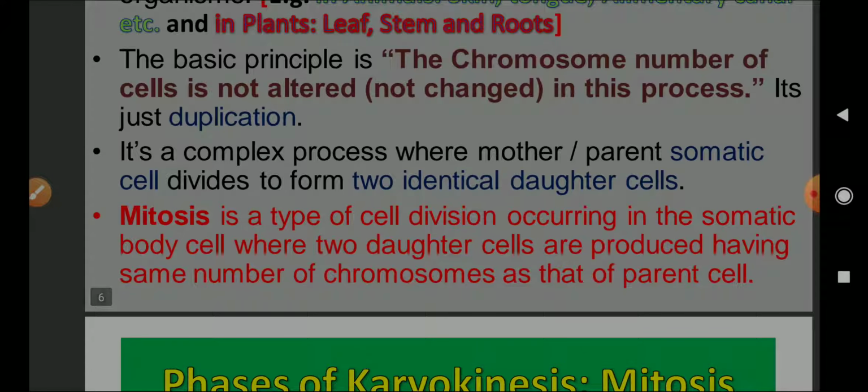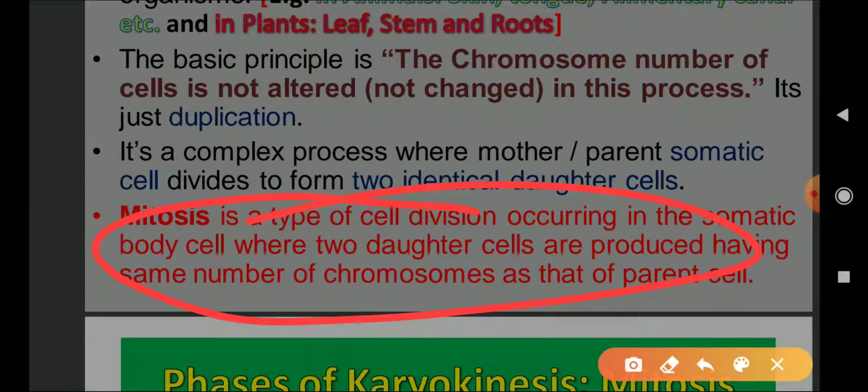Okay, mitosis is the type of cell division. This is the definition.